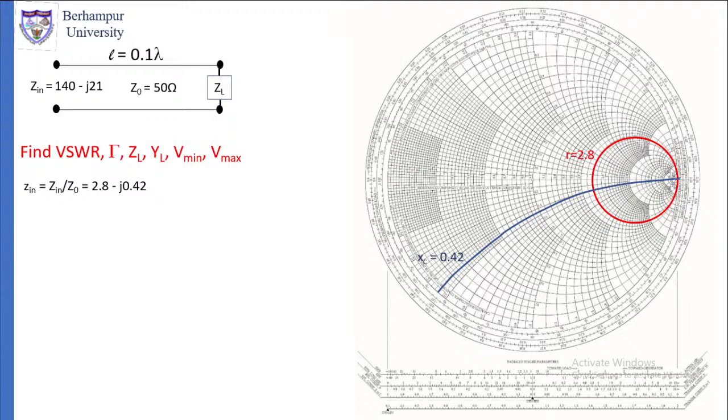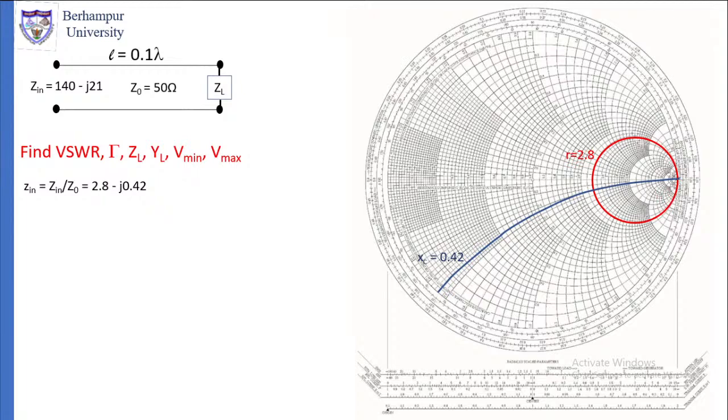Look at the horizontal line along the center, which divides the Smith chart into two equal parts. On that horizontal line, the values of R are written. It starts from the left end at R is equal to 0 and goes up to R is equal to infinity on the right end. On that you can find where R is equal to 2.8. Go to that point and look at that circle. The red circle here we have located is R is equal to 2.8.